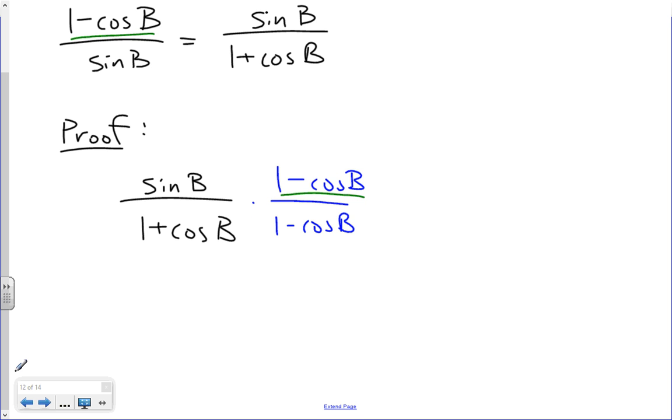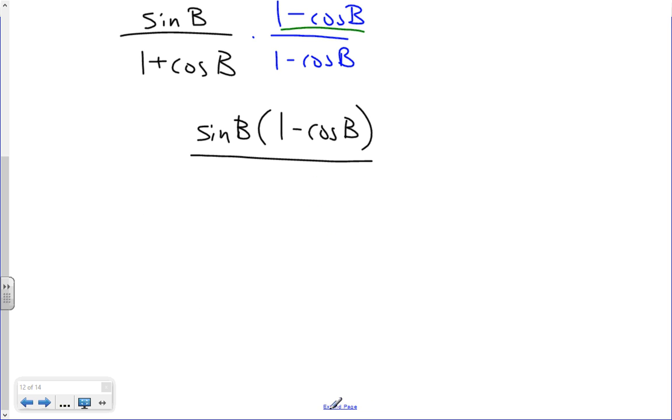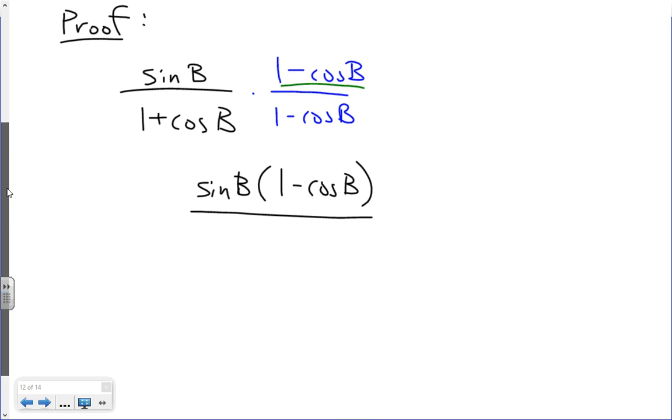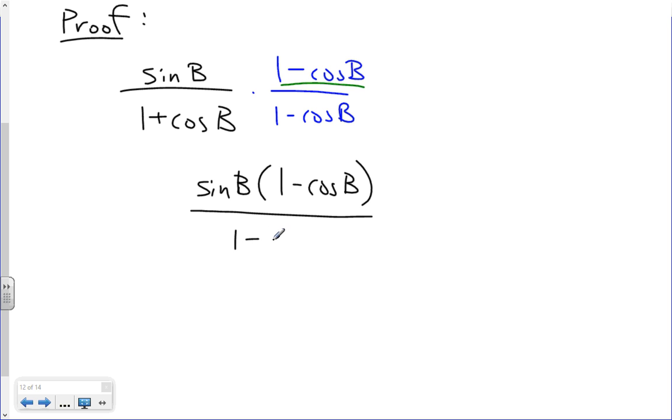So what do we end up with? Well, in the numerator, I don't want to multiply those together because I want to end up with 1 minus cosine of B. So let's rewrite that just in its factored form. Sine of B times 1 minus the cosine of B. Sometimes we might actually distribute that or multiply it out, but I don't think it makes sense to do that in this case. The denominator, I think it makes sense to multiply these together because those are conjugates. Multiplying conjugates is really nice. This turns out to give us 1 minus the cosine squared of B.